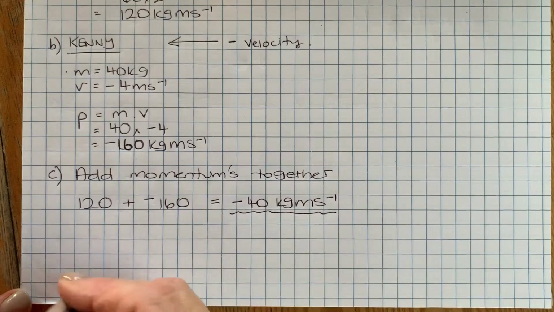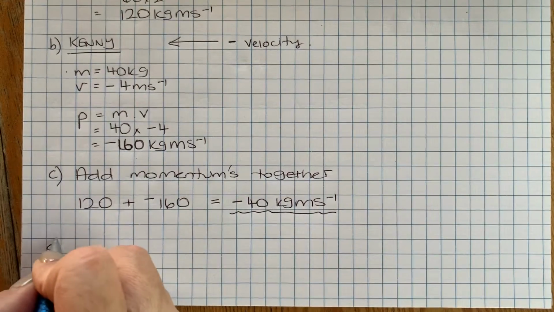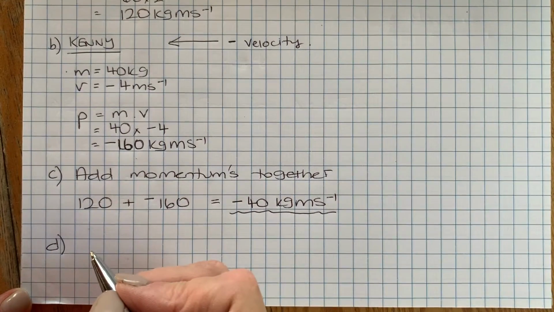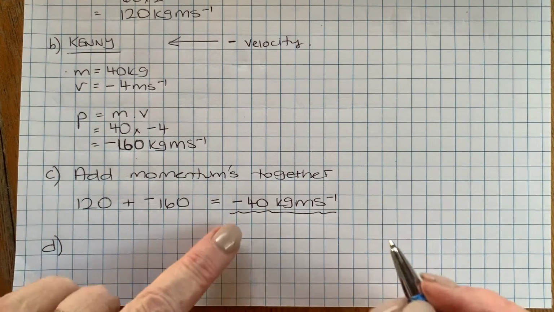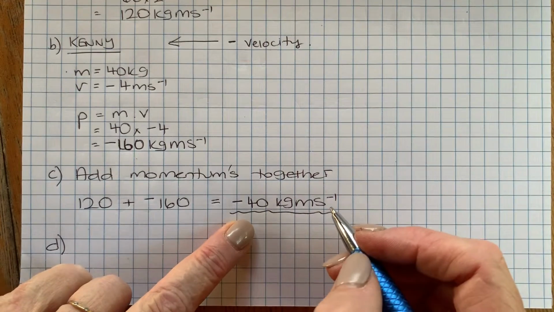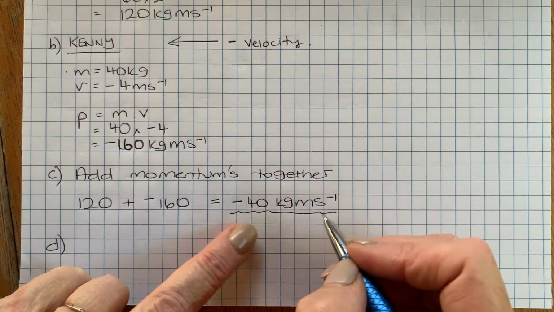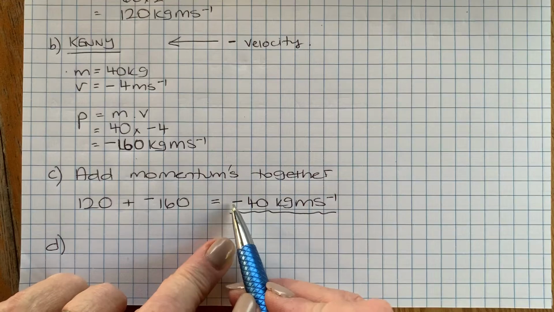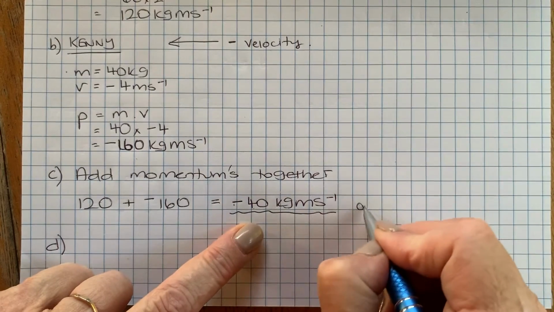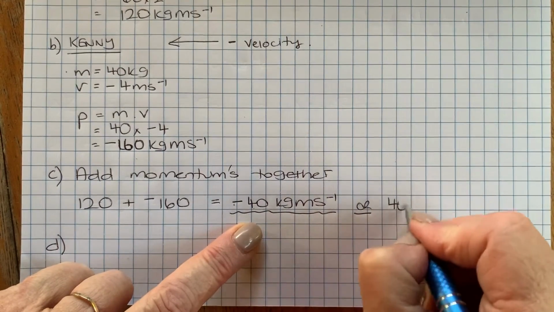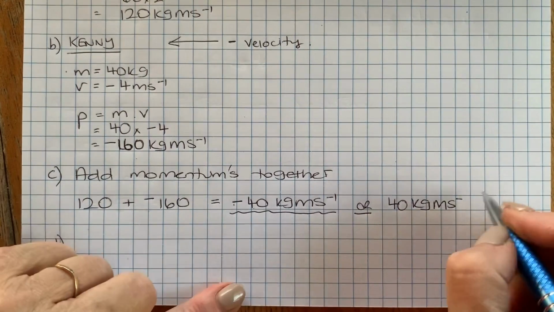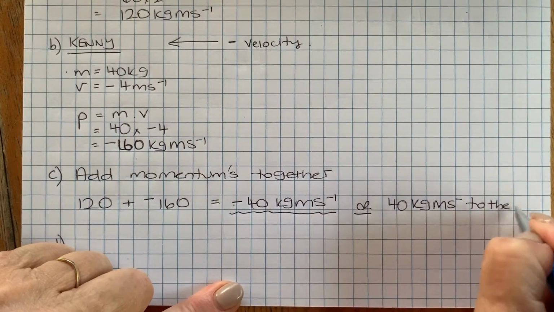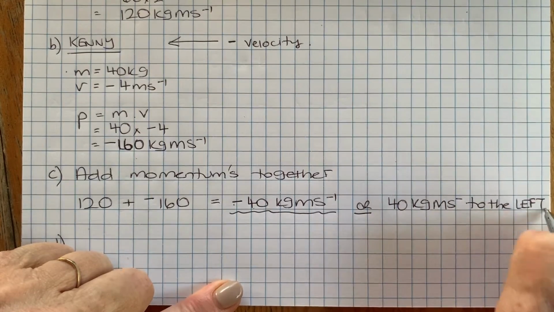Okay. And then part D says, what would their total momentum be if they were running in the same direction? Sorry, I'm just going to go back to C here because the question is asking for size and direction. So by saying minus 40, another way of writing that is 40 kilogram meters per second, and it would be going to the left because that's the negative direction.